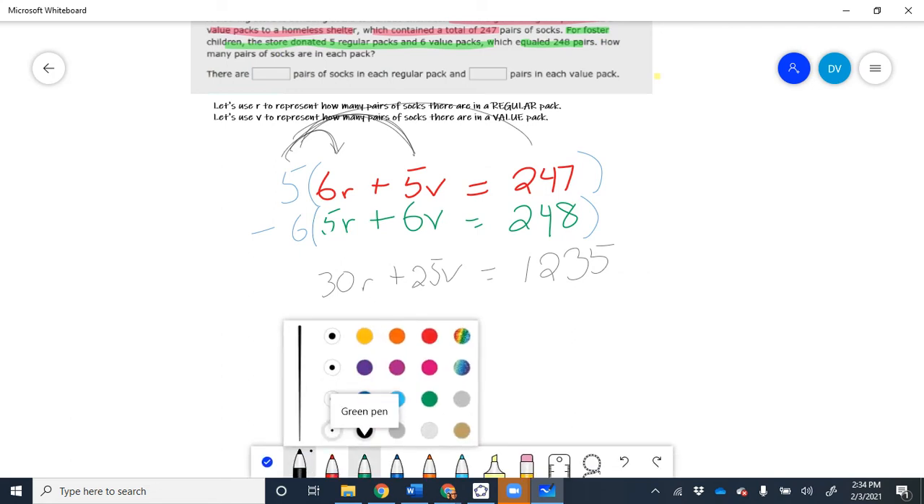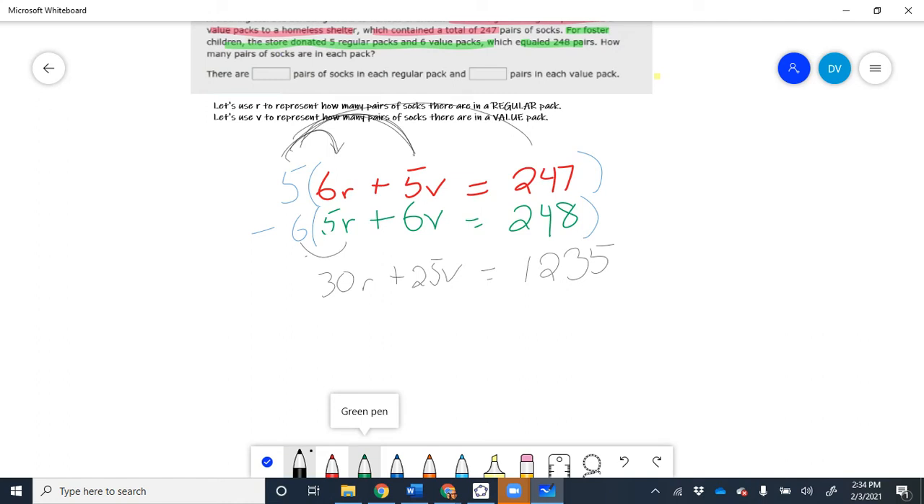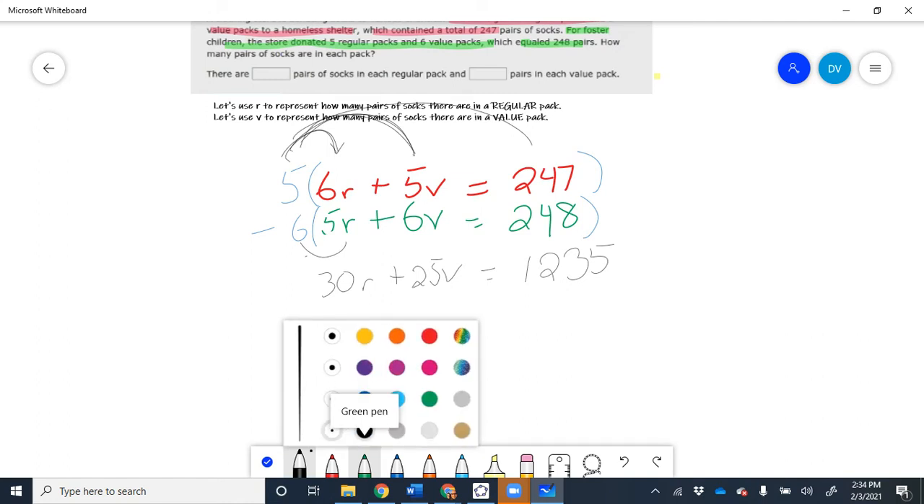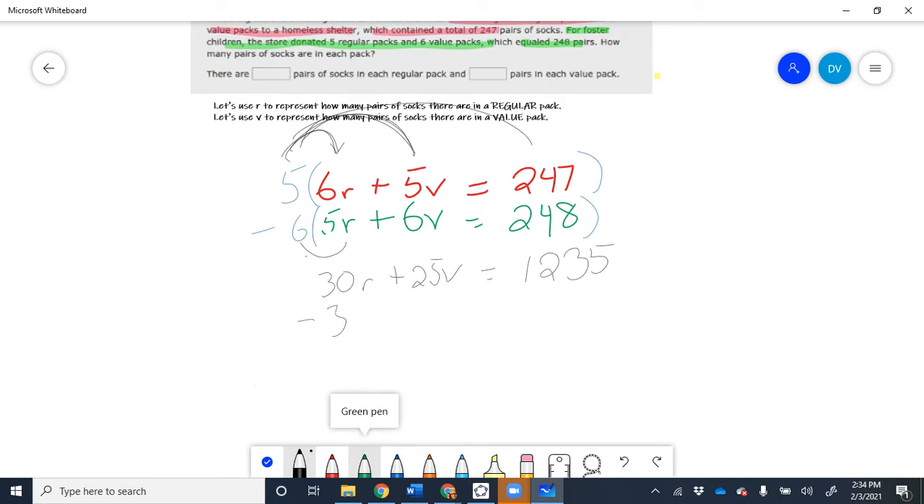Good. Now we're going to do the same thing here. You don't have to draw these lines. First, what's negative 6 times 5R? Isn't it negative 30R? And negative 6 times 6V is negative 36V. And I can't do that in my head, but negative 6 times 248 is negative 1,488. I just used my calculator. You can use your phone if you have it.